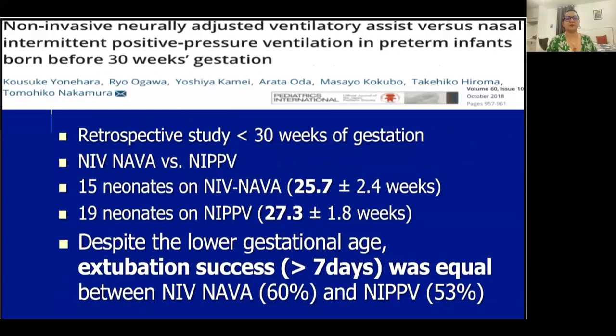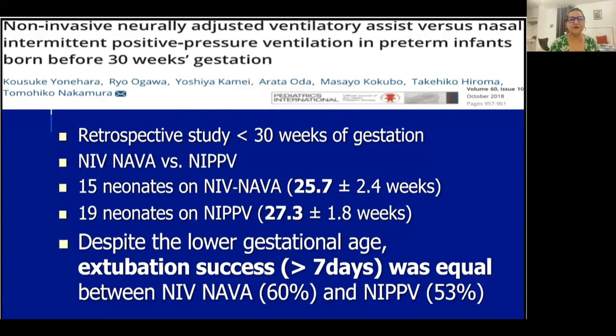Then on a preterm baby, there was a study by Yonara et al. They compared non-invasive NAVA with nasal intermittent positive pressure ventilation, NIPPV. It was a retrospective study of babies less than 30 weeks of gestation, and they were also a very small number. 15 babies were on NIV-NAVA and 19 babies were on NIPPV. The babies on NIV-NAVA were smaller in gestation than the babies on NIPPV.